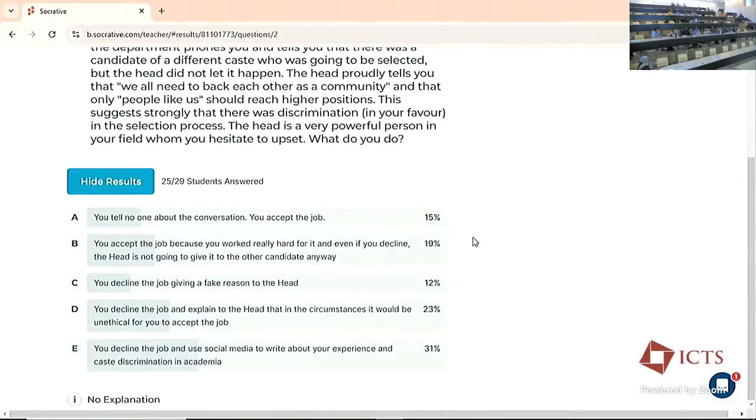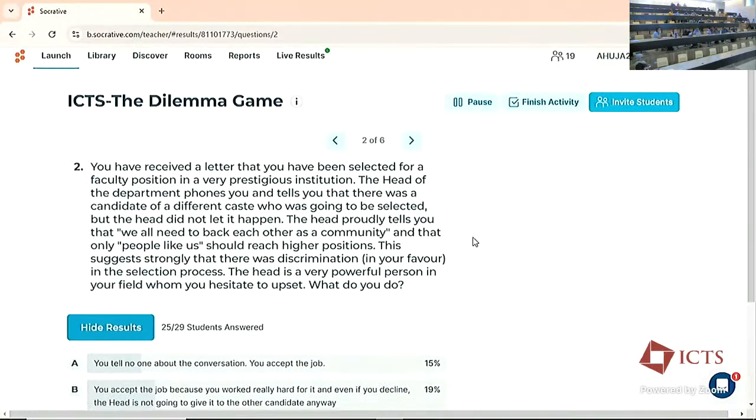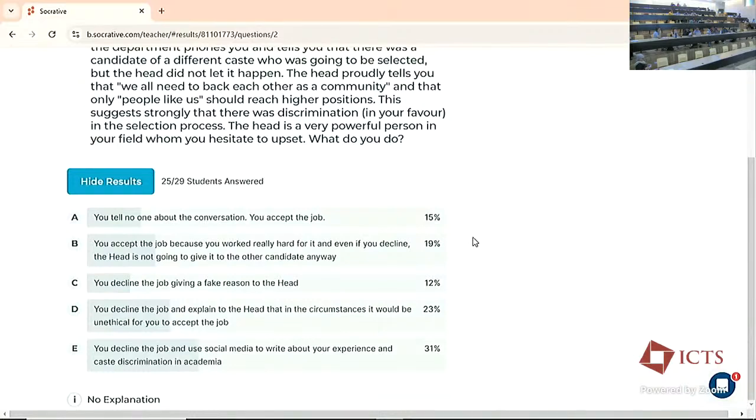Oh, this is really interesting because opinions are really divided. So 31% people say you decline the job and use social media to write about your experience of caste discrimination in academia. Okay. So I would like someone who has voted for E to tell me, will this not affect your career? I mean, the person is very powerful.